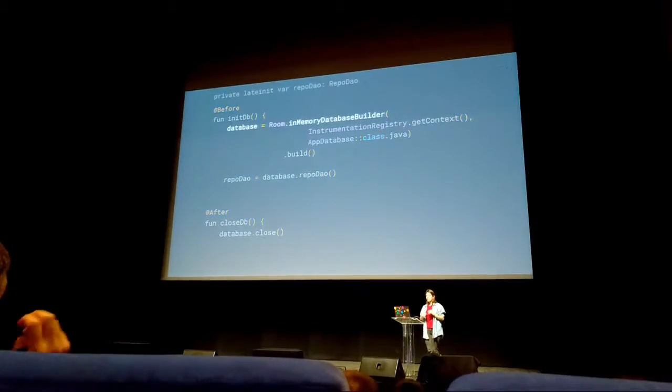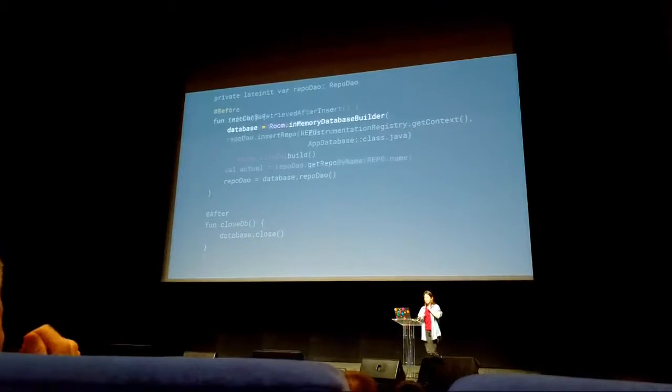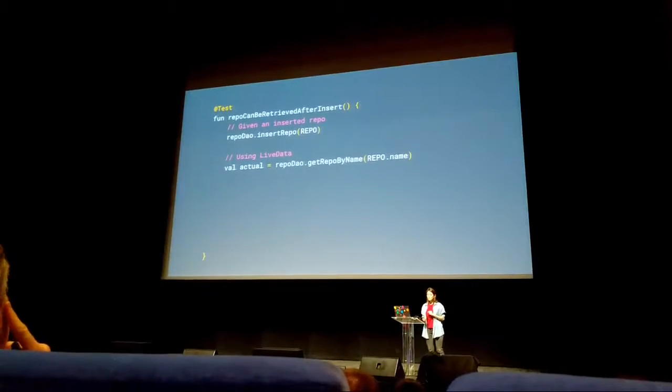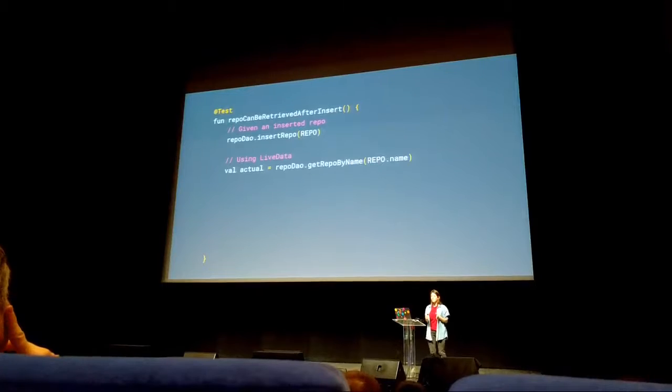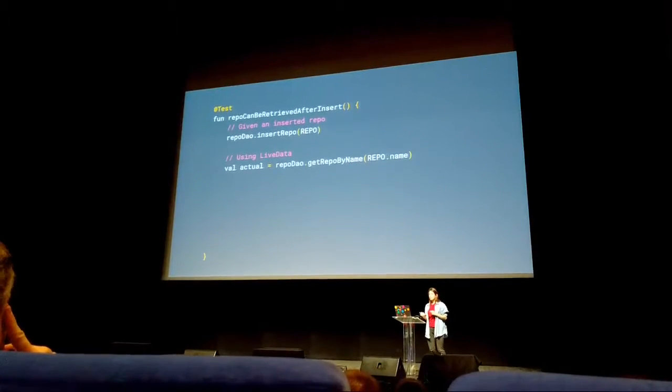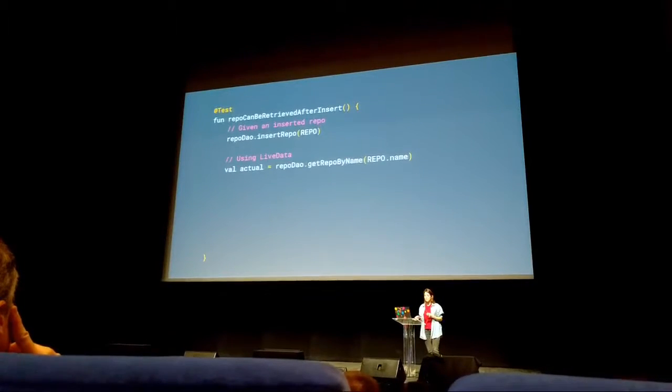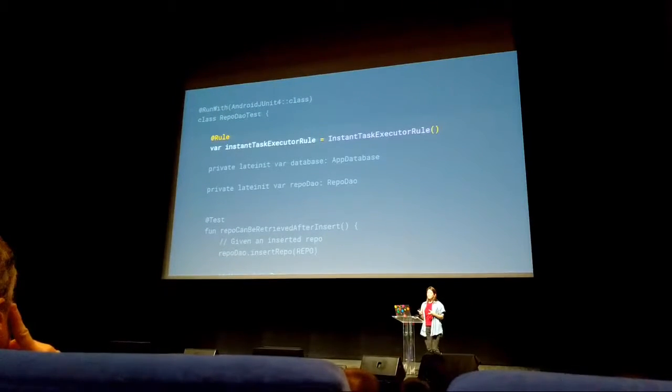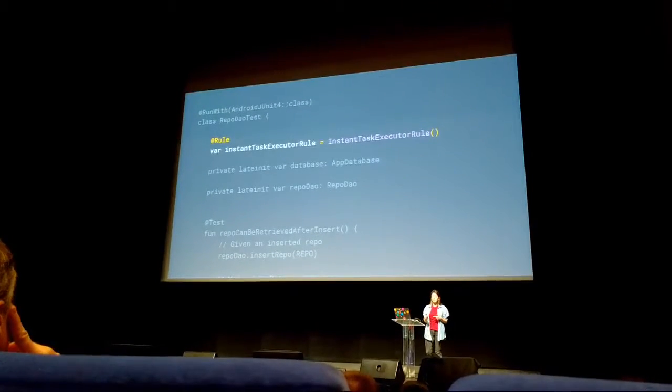And then to actually implement a test, we would insert some data, and then when we're working with live data, we would need to get the list of repositories, let's say by name. And one thing to remember is that you need to add the instant task executor rule.